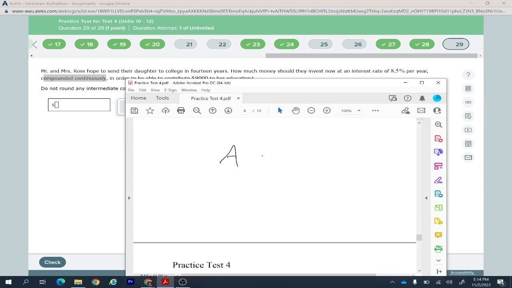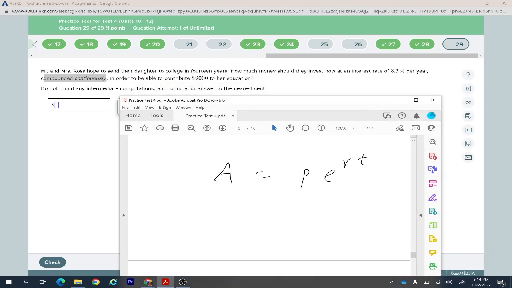So this is the compound continuous formula, and they want to have 9,000 after how many years? So how much money should they invest now? Remember, they want to find out the principal. What's supposed to be the principal invested now, so that they would have $9,000 after 14 years. So you are looking for P, e to the power, rate is 0.085, time is 14. So just find out the P.